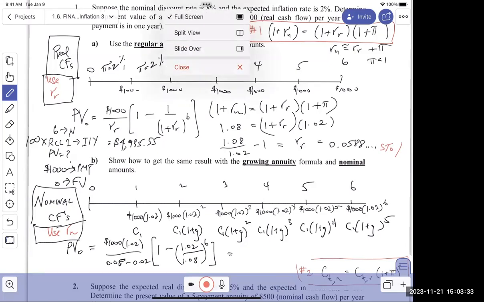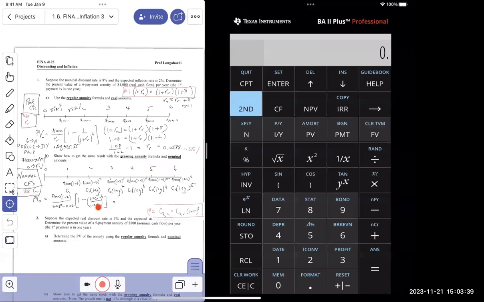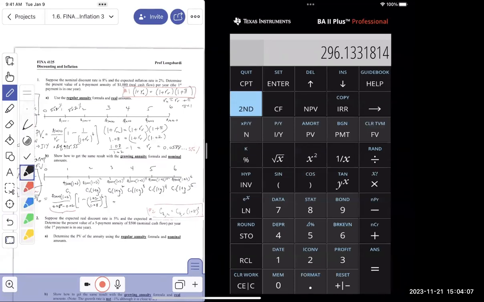So I will punch that in. 1.02 divided by 1.08 is this, to the power of 6 equals, change the sign and add 1 equals, multiply by 1,000 times 1.02 divided by, and the bottom is 6%. And there you go. The exact same answer.